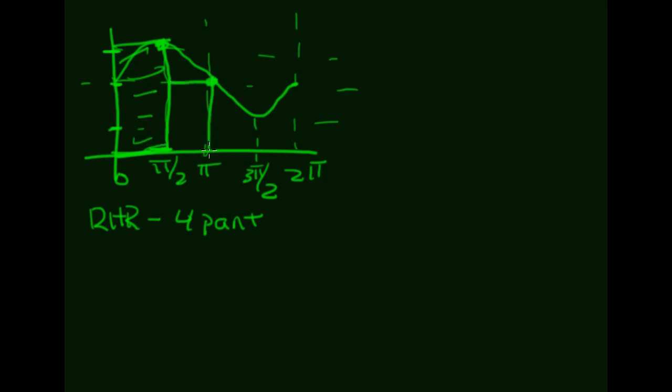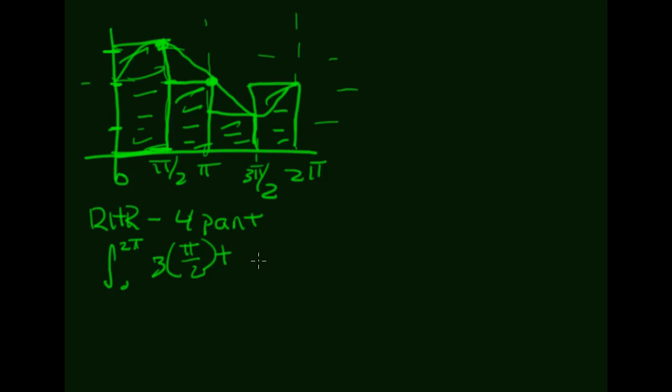To the right-hand point, I'm going to use that rectangle to estimate. So we're going to say the integral from 0 to 2 pi is, well, let's see. The height of the first bar is 3 times pi over 2. The height of the second bar is 2 times pi over 2. The height of the third bar is 1 times pi over 2.